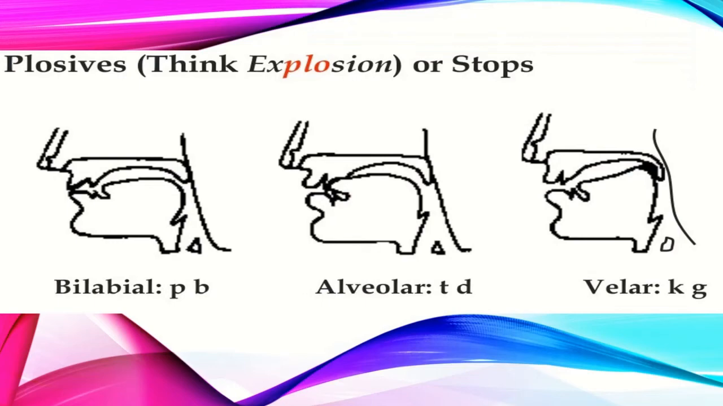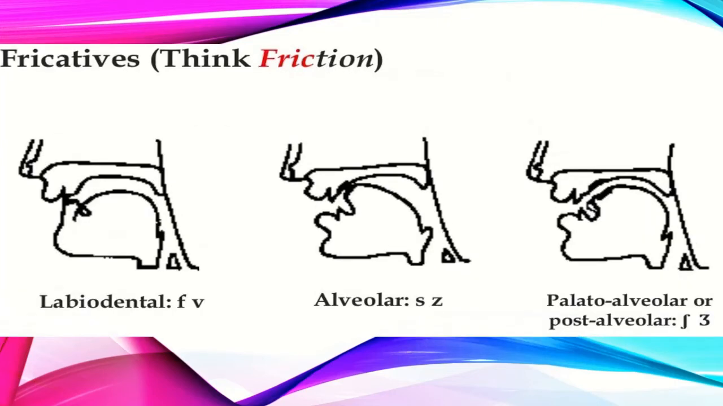So let's have the first examples of manner of articulation. The first one is plosives, think explosion, or stops. A plosive is produced by the obstruction of the airstream from the lungs, followed by a release of the airstream. Second, fricatives. Think of friction. A fricative is produced by a friction-like noise created by the airstream escaping through a narrow gap in the mouth.